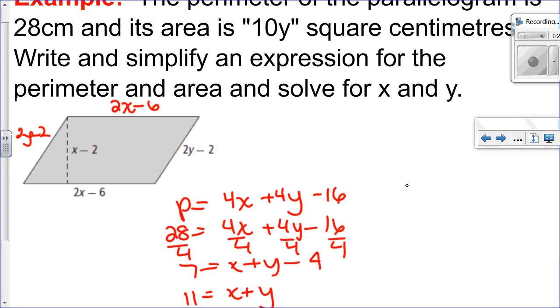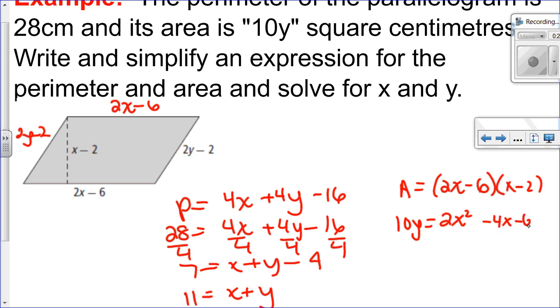Well, area of a parallelogram is base, 2x minus 6, times height on the inside, x minus 2. And that's 10y. So 10y is equal to, now let's apply the distributive property. So 2x times x, 2x squared. 2x times -2, -6 times x, and -6 times -2. So tidying this up, I get 2x squared minus 10x plus 12.